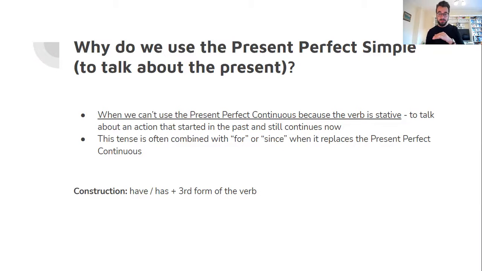So when we can't use the present perfect continuous tense because of a stative verb, we need to switch to the present perfect simple. Like, I have been a teacher for 10 years. The action is still valid. It's still happening, but the verb be is stative. So instead of I have been being a teacher, I only say I have been a teacher.